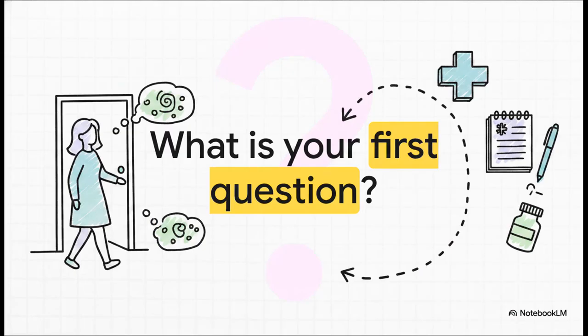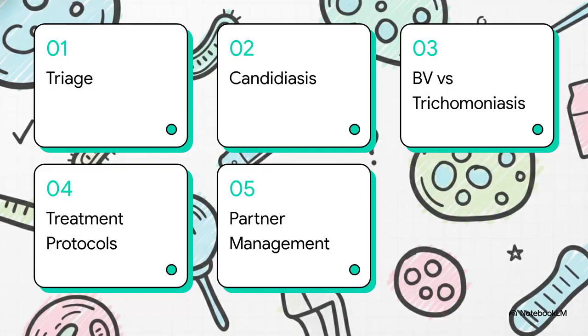So picture this. A patient walks into your clinic complaining of vaginal discharge. What's the very first question that should come out of your mouth? Seriously, take a second and think about it, because our sources highlight that your entire clinical pathway, the path that dictates exactly what medication you're going to write down on that prescription pad, hinges on this one single critical triage question. Here's the structured roadmap we'll be following today.